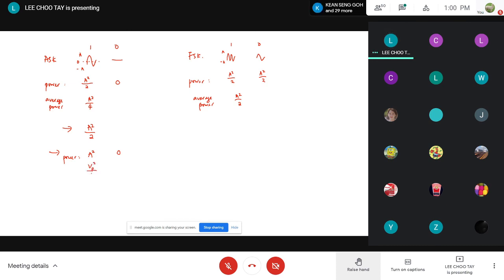Vp squared over 2 is A squared, right? So where's my Vp? Root 2 A, isn't it? Right? So I need to transmit my ASK signal, all right, with the amplitude of root 2 A as compared to FSK, I use A only.